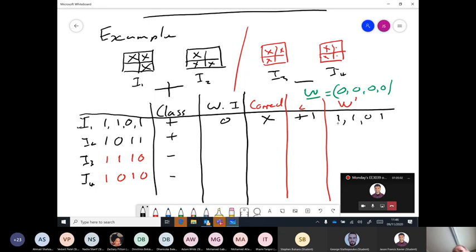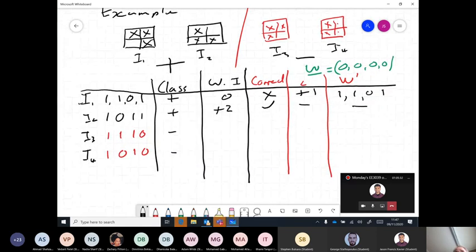We now use this for the next scalar product. So we're now taking the scalar product of the updated weight vector with I2. It is going to be 1 times 1 is 1, plus 1 times 0 is 0, plus 0 times 1 is 0, plus 1 times 1 is 1. I think it's going to be +2. Positive, it is correct. No action required. So the change on the first pattern, and we're getting the second pattern correct.